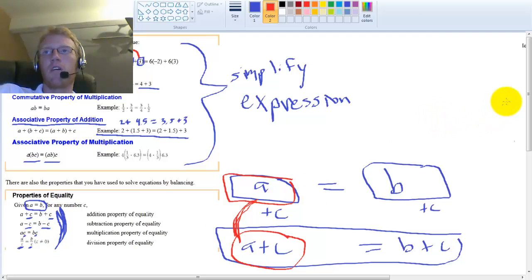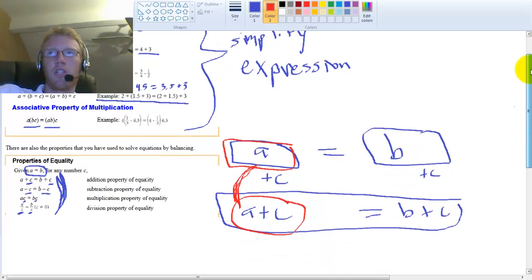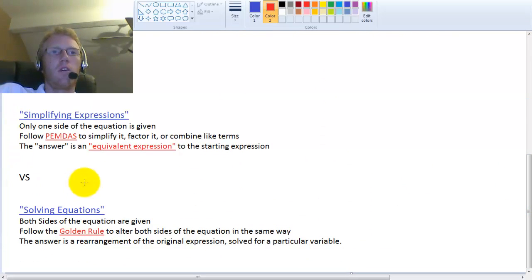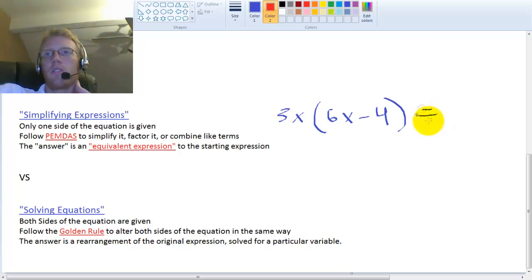So I think we're good to move down a little bit and compare and contrast a little bit more, or review, the difference between solving an equation and simplifying an expression. Okay, so I've pre-typed in this stuff and color-coded it for you as well. Simplifying an expression, you'll start off with only one side of the equation. So you might have something like this: 3x parentheses 6x minus 4 equals. And it says simplify this expression, or distribute, or multiply these polynomials, something like that, where you're only given one side of an equation and the other side is this big blank, and you're supposed to fill it in, right?